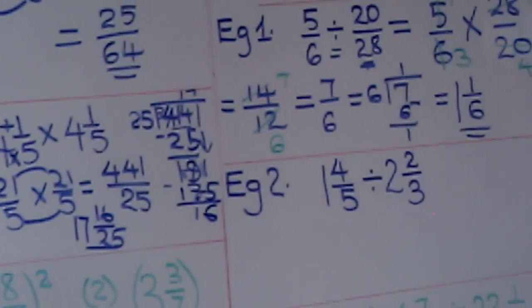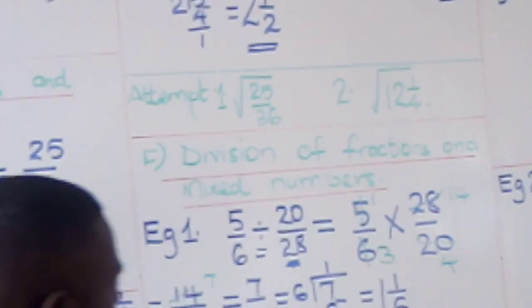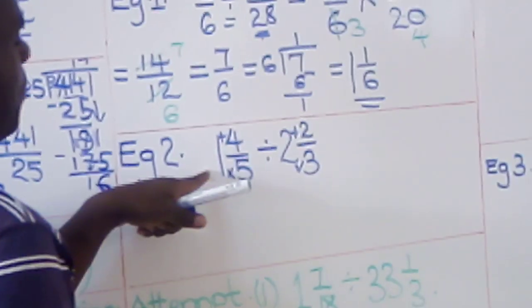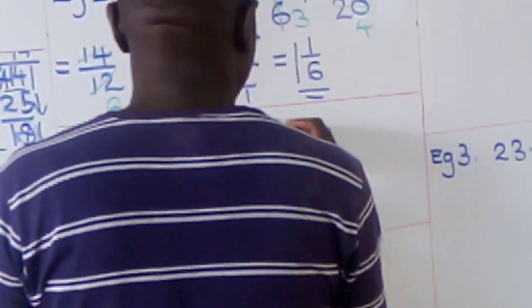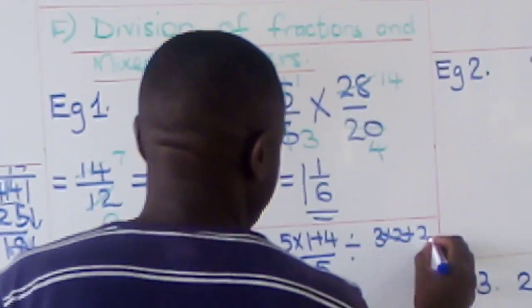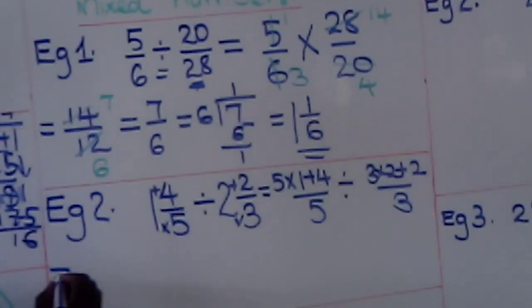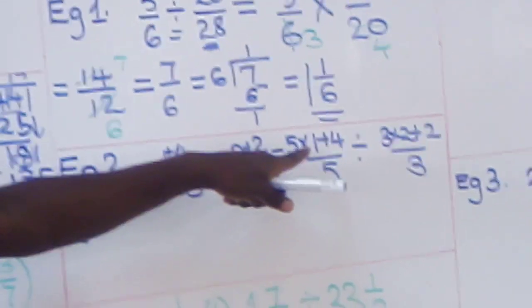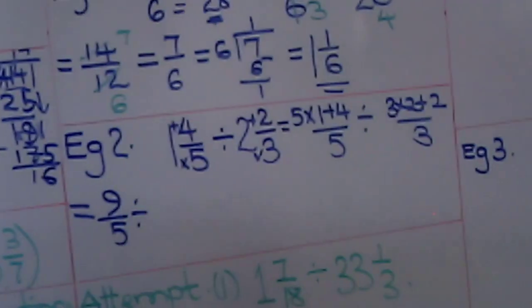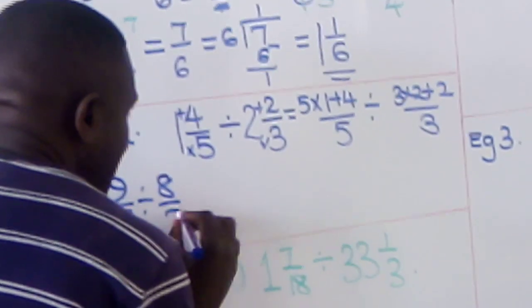Let's go to example number 2 under that subtopic. Here, we change both numbers into improper fractions. 5 times 1 plus 4 over 5, divided by 3 times 2 plus 2 over 3. The result will be: 5 times 1 is 5, plus 4 is 9, so that will be 9 over 5, divided by 3 times 2 is 6, plus 2 is 8. That will be 8 over 3.